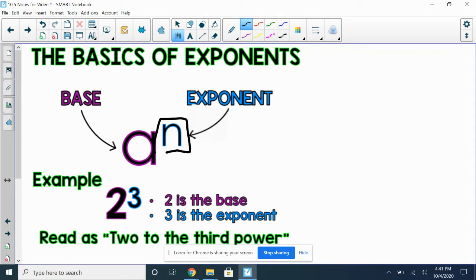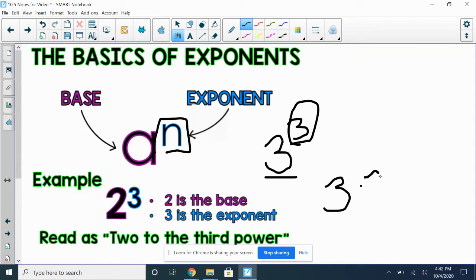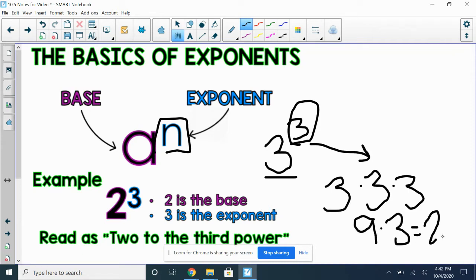So for example, if I had a base of 3 to the exponent or the power of 3, what that tells me is that I have to multiply that base by itself this many times. So 3 times 3 times 3. Well, 3 times 3 is 9, times 3 is 27. So that exponent tells me how many times I'm multiplying that base times itself.